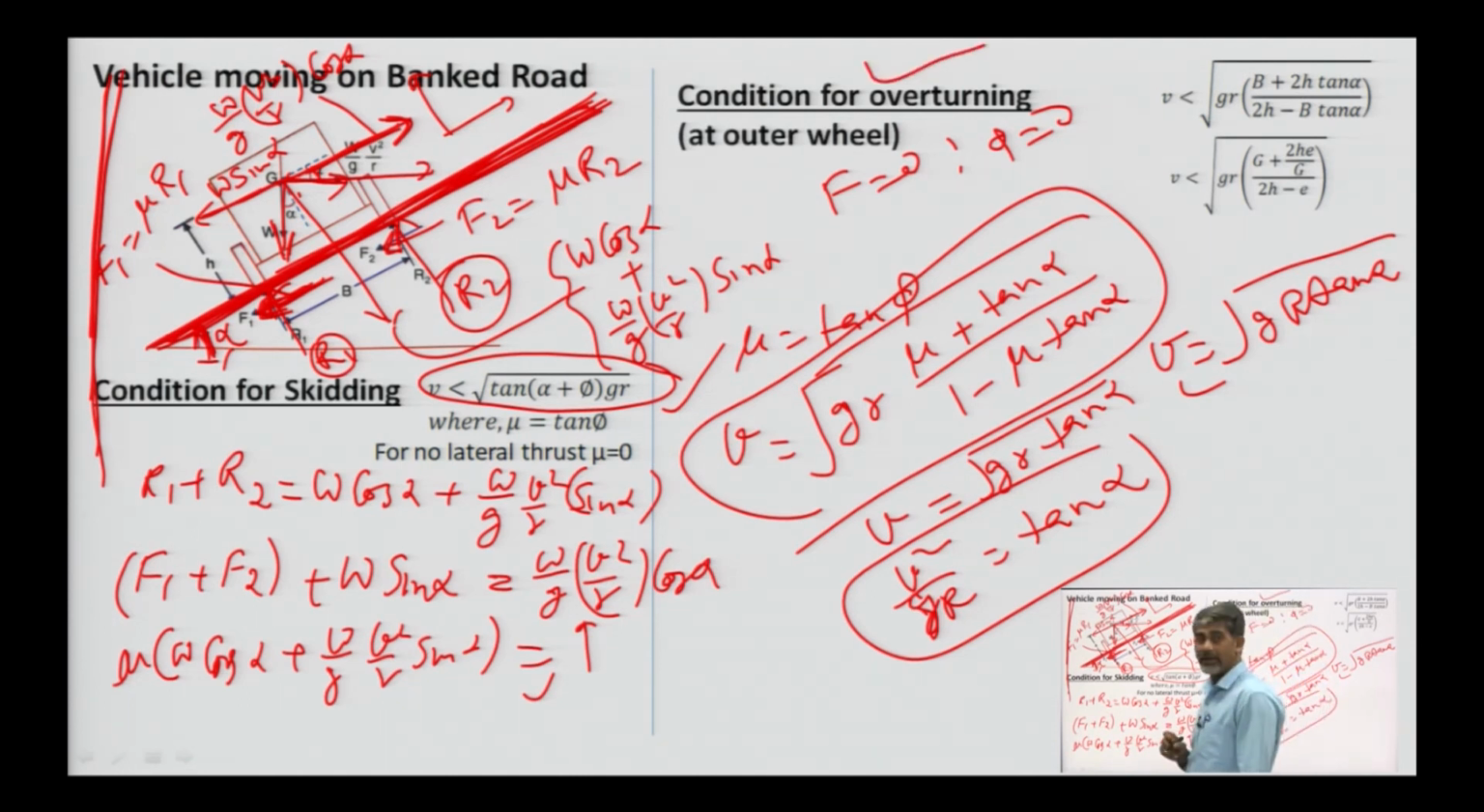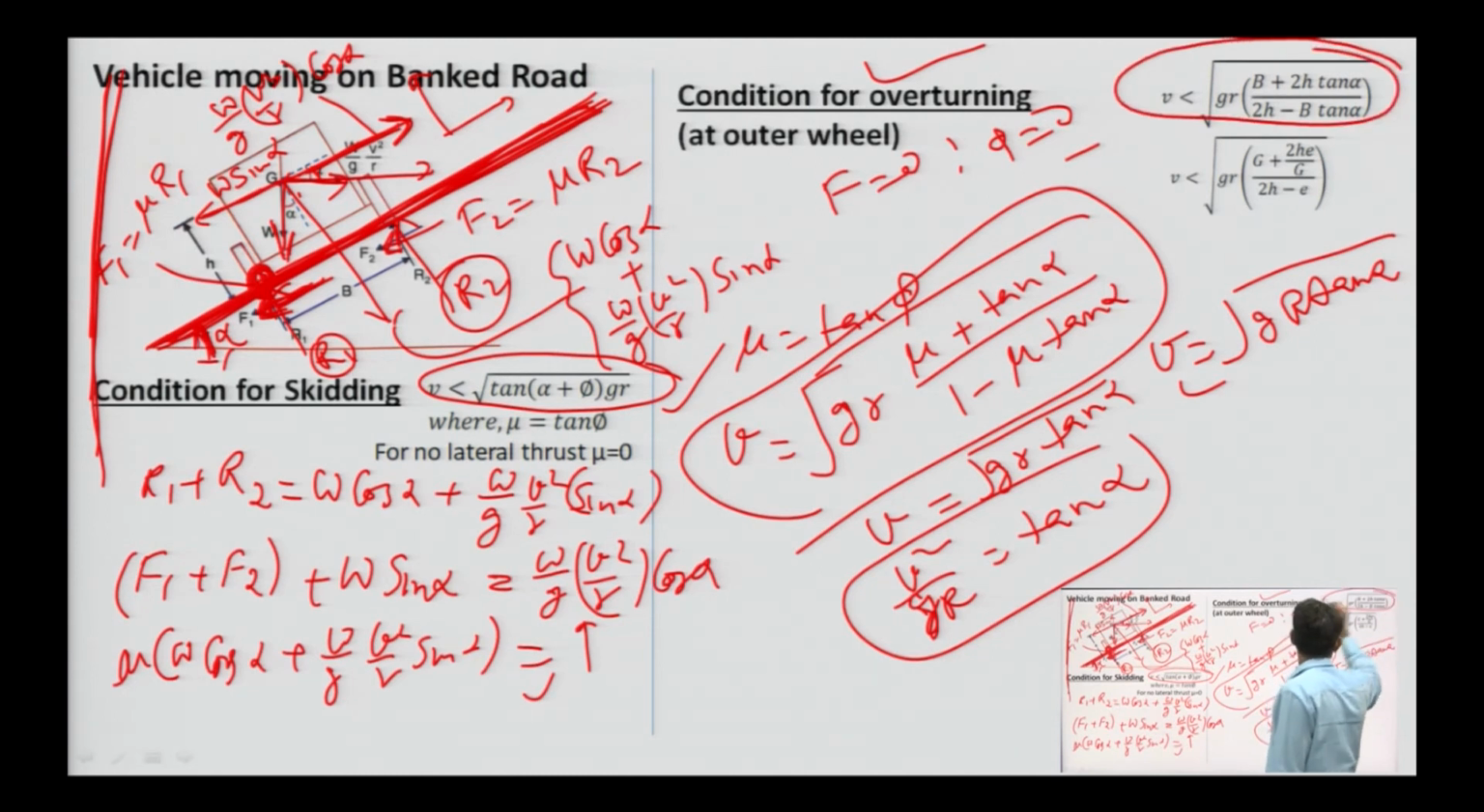So, the condition for overturning, as we did in the previous case: we apply the moment at the inner wheel equal to 0, and by considering all these forces, summation of moment at the inner wheel, we will get this expression. Please try to derive it. In case of highways and railways, what is the value of B?